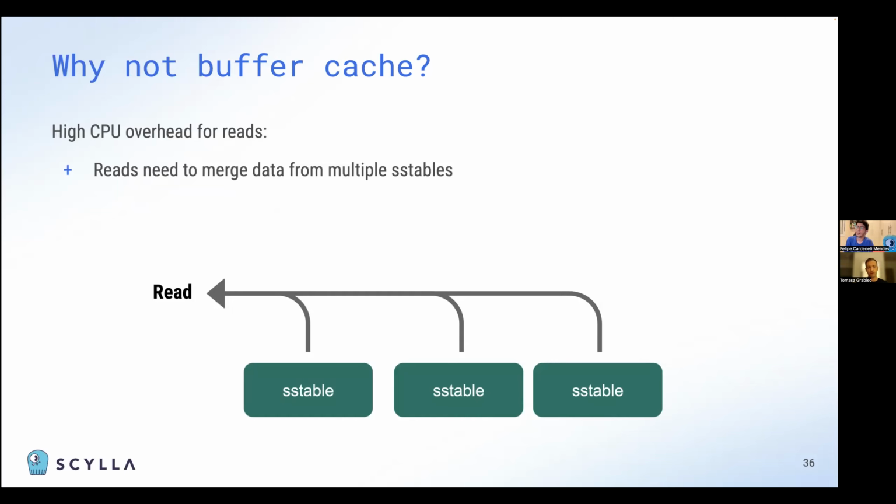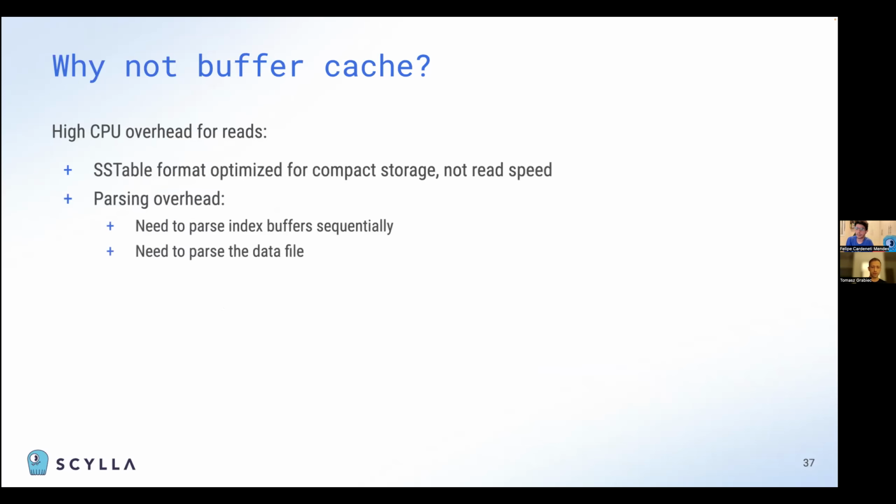The same thing, log-structured merge tree also means that we have higher CPU utilization during read because you have to read from multiple SSTables. And also the SSTable format is optimized for compact storage, not for read speed. So you have to spend CPU cycles for parsing the buffers.